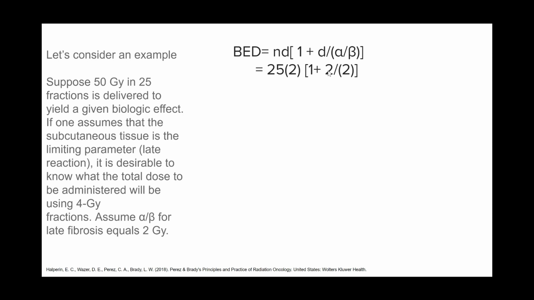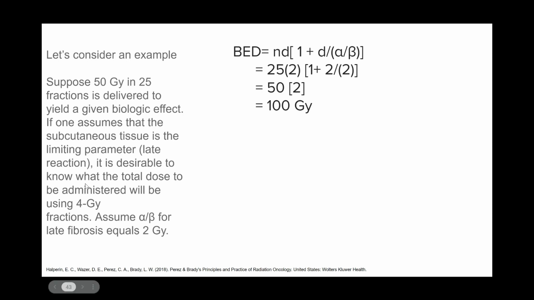D is dose per fraction. Alpha by beta would be 2 here, because we are talking about late fibrosis. We are not talking about tumor effect here. We can actually apply this formula for normal tissue toxicity as well. So we are talking about the subcutaneous tissue. After calculation, we come upon the fact that the BED for subcutaneous tissue would be 100 gray.